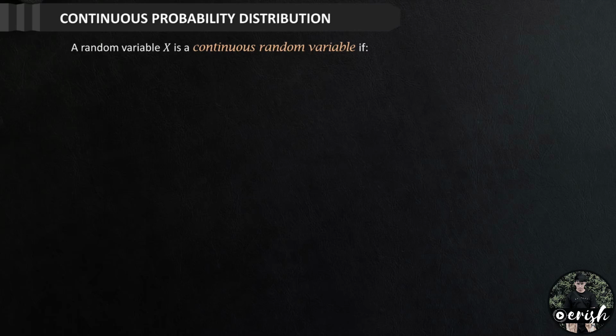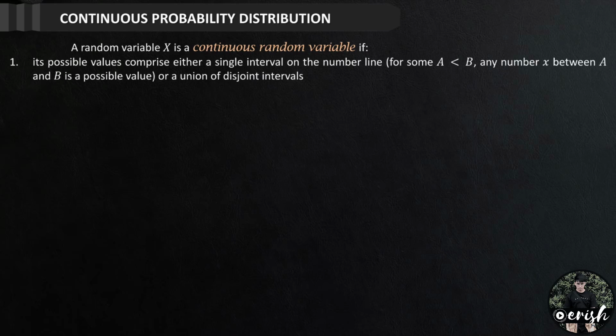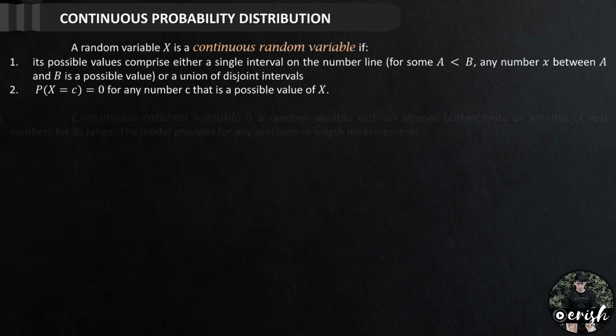So paano ba natin masasabi na ang random variable x is a continuous random variable? It is a continuous random variable if number 1, its possible values comprise either a single interval on the number line, for some a less than b, any number x between a and b is a possible value, or a union of disjoint intervals. Number 2, if the probability of x equals c is equal to 0 for any number c that is a possible value of x.